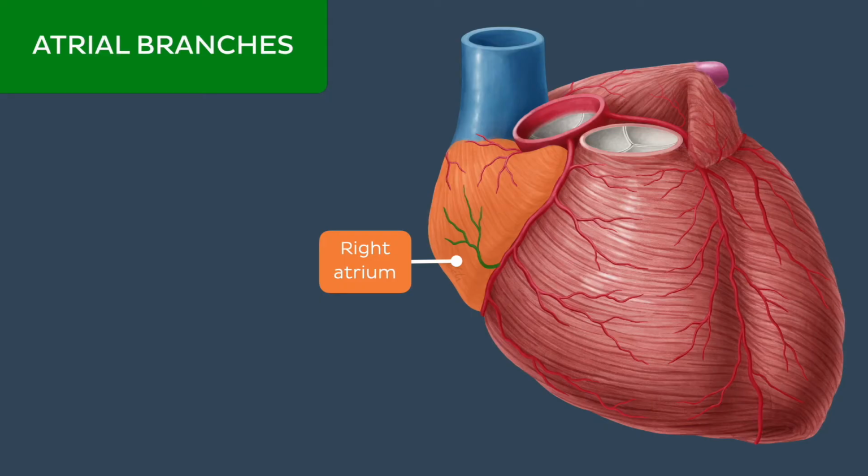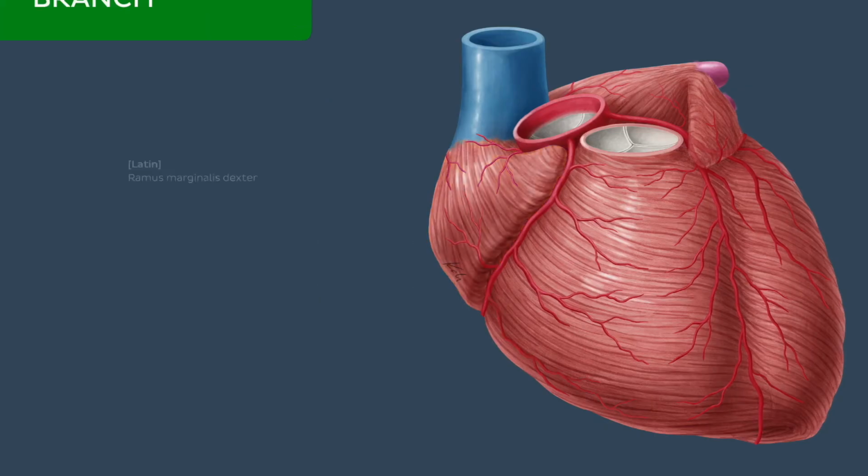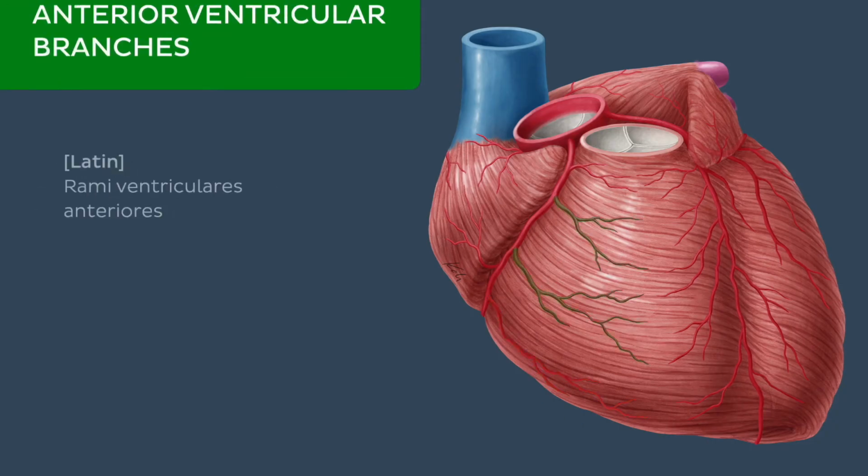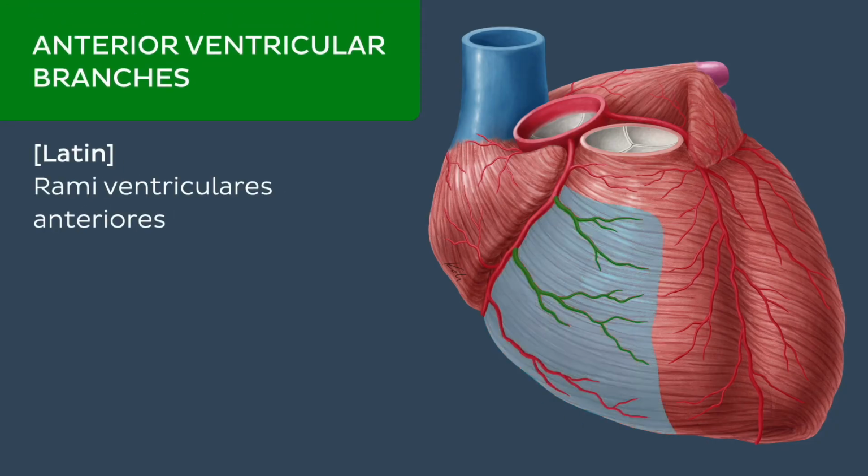The next prominent branch of the right coronary artery is the right marginal branch, which runs close to the inferior border of the heart along the right ventricle. This branch, in addition to several smaller anterior ventricular branches, supply the right ventricle of the heart.